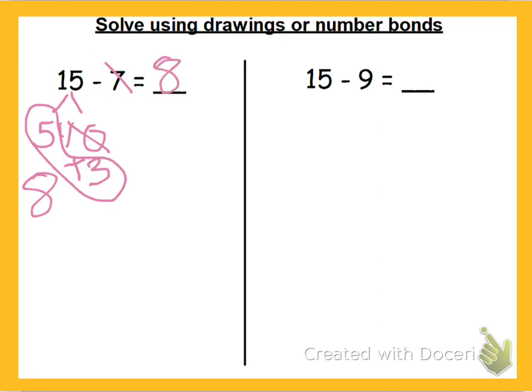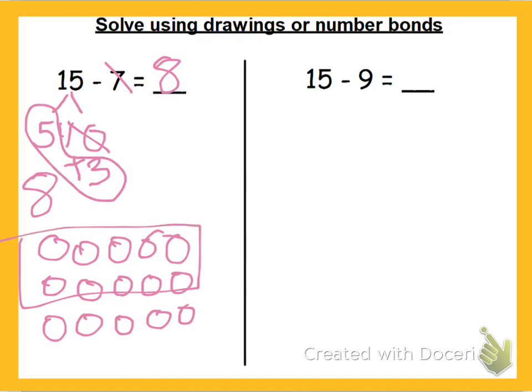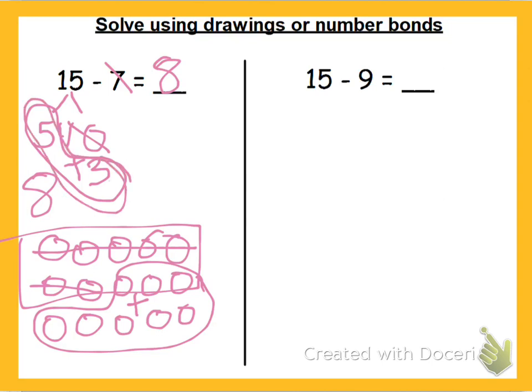We could also have drawn a picture. We could draw a whole, which is 15. Box in 10. Cross out 7 of the 10. Circle what's left. Well, look, there's 3 inside the box plus 5 outside the box. So it's the same thing as up top here. 3 plus 5 equals 8. So we got the same answer no matter if we did the number bond strategy or the drawing.